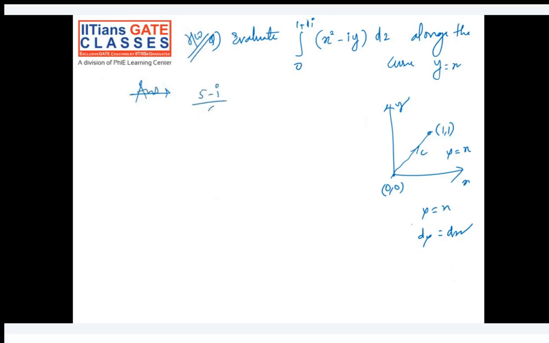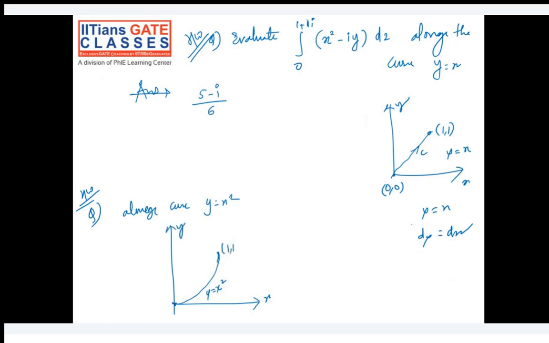Okay, and if you solve the same question with another curve, this is part B of the same question. You again try the same question along the curve y is equal to x square. This is y is equal to x square. This is x, this is y. This is the 1 comma 1 point, 0 comma 0 point.